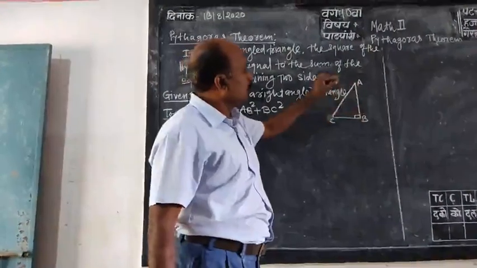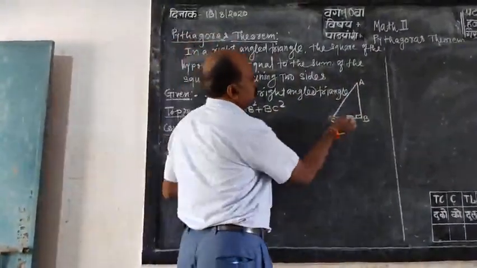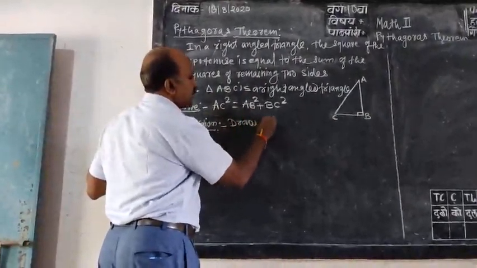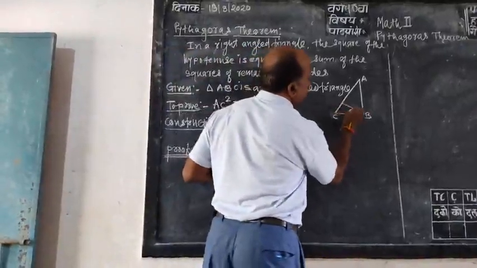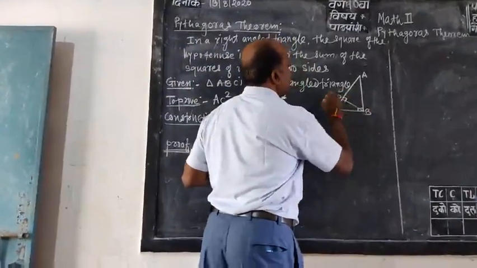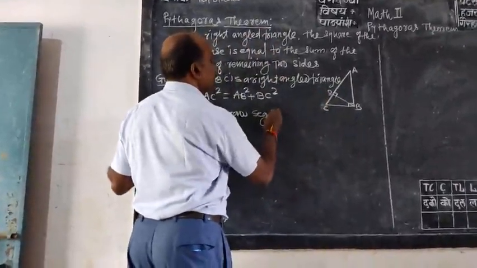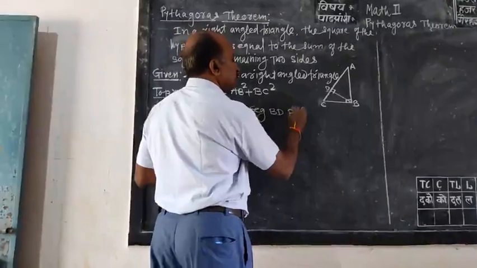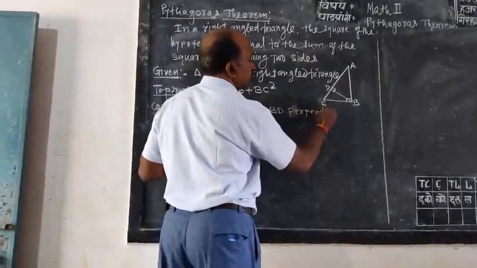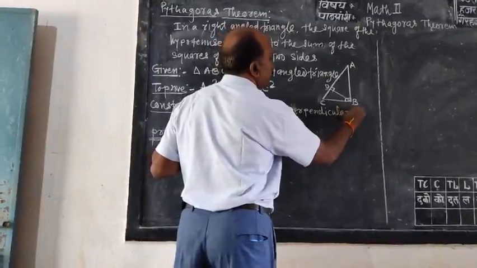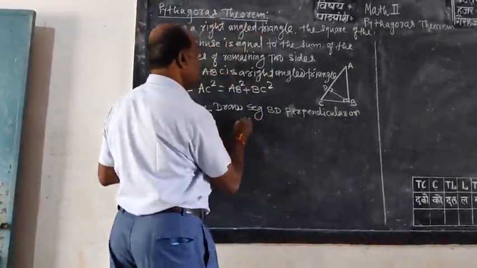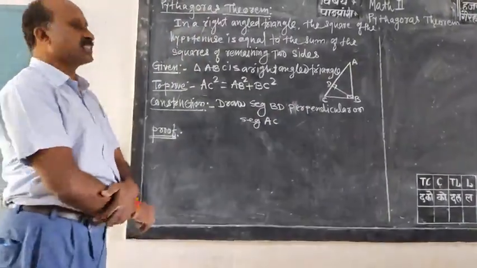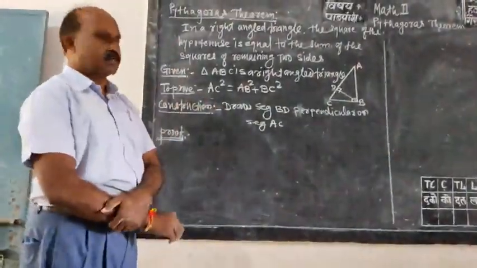But we have to construct here. So construction: draw segment BD. This is segment BD, perpendicular to segment AC, the hypotenuse AC. In this way we have to construct.